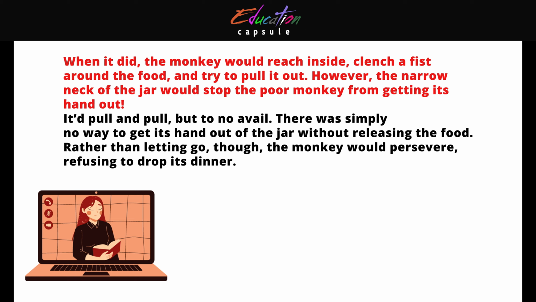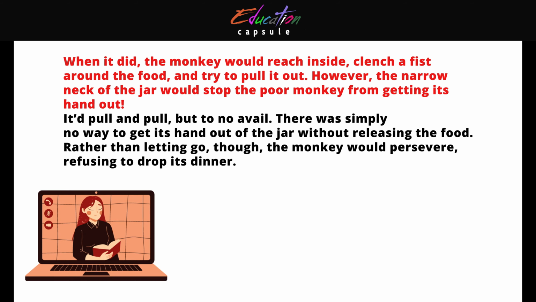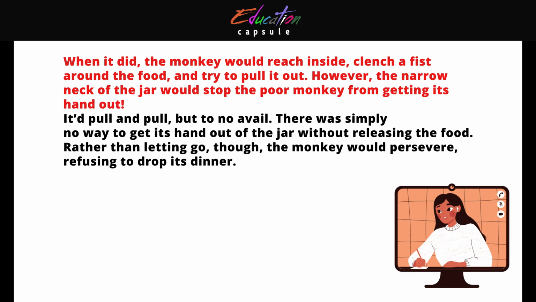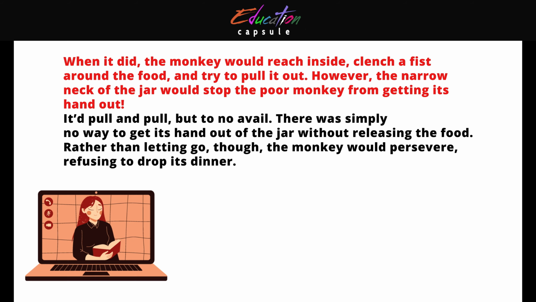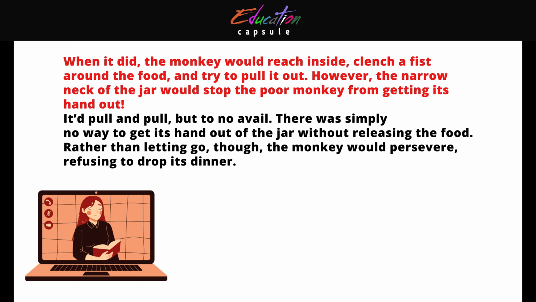Say it once for me. Fist. Exactly. So, when we use our fingers around the palm, we call it fist. When we grab something quickly with the hand, that is a fist. So clench a fist means grab the food very quickly, and try to pull it out. So what they are trying to do is they are putting the favorite food inside the jar. What's your favorite food, Yasmin?